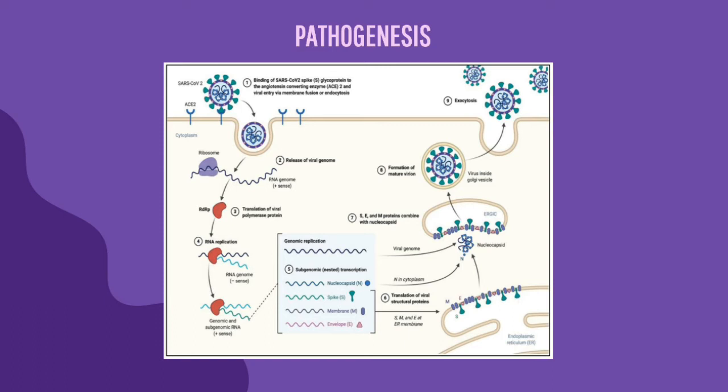Following the production of SARS-CoV-2 structural proteins, nucleocapsids are assembled in the cytoplasm, followed by budding into the lumen of the endoplasmic reticulum-Golgi intermediate compartment. Virions are then released from the infected cell through exocytosis.